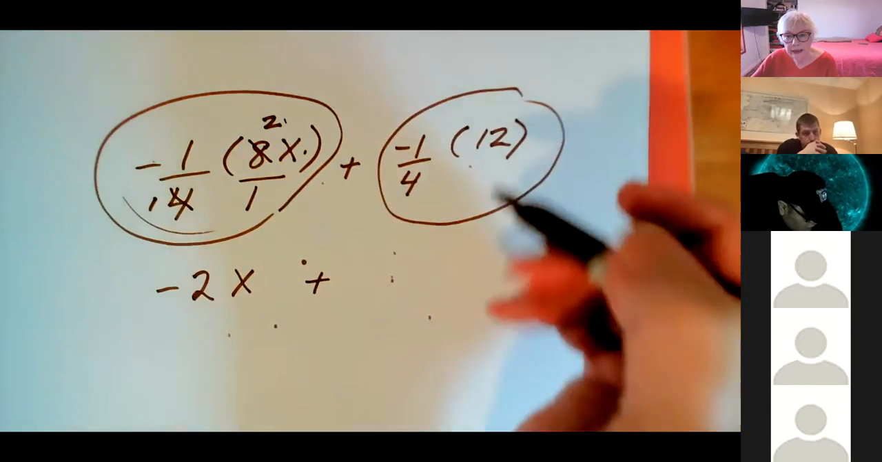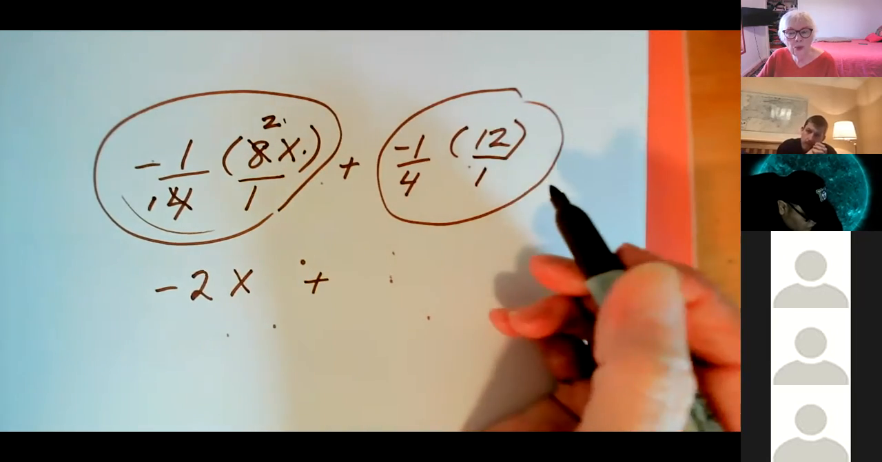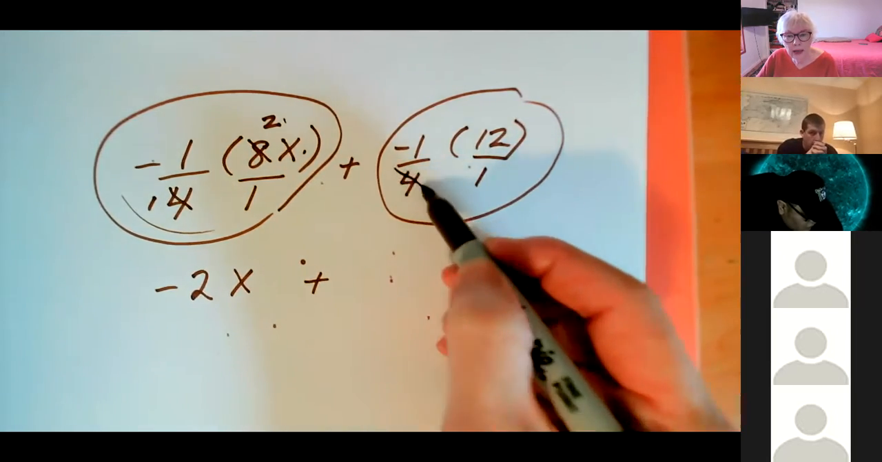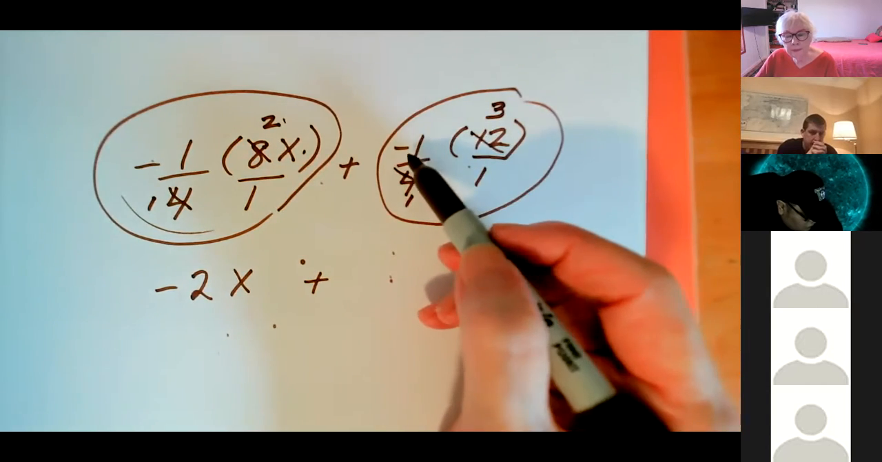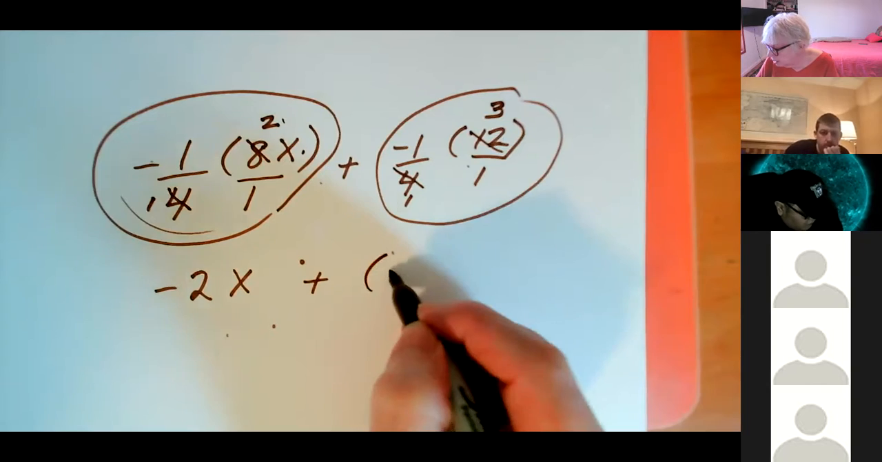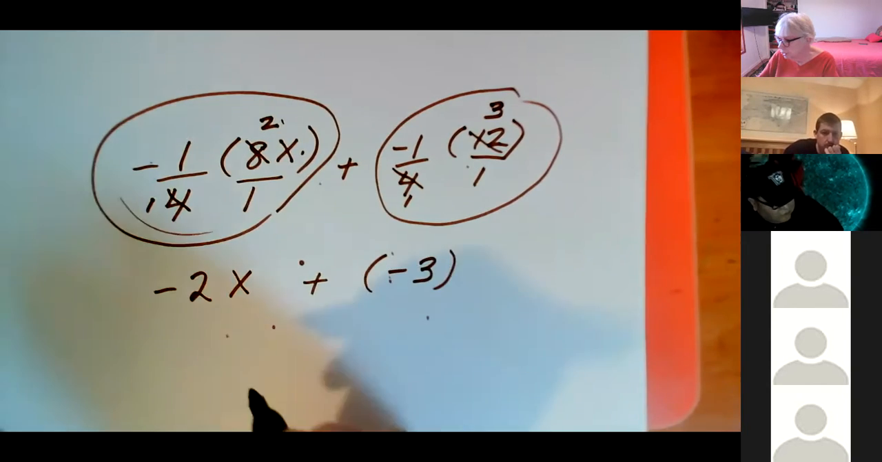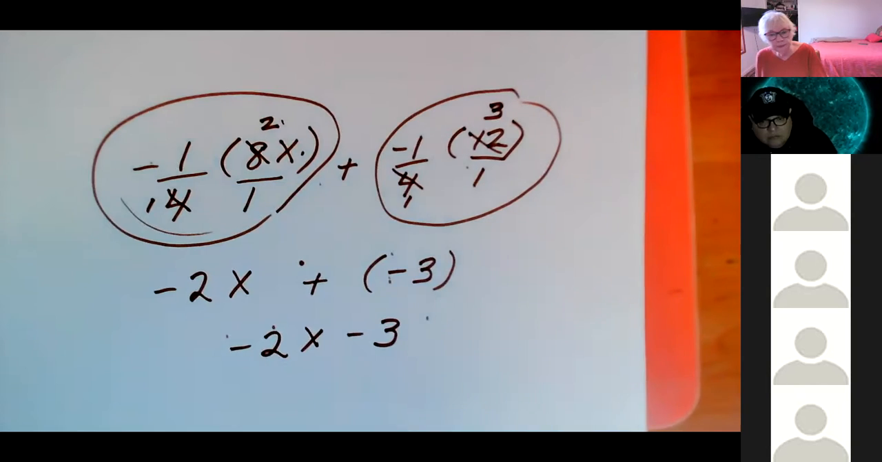Then the plus sign. Now I'm going to do something with this. And so this is 12 over 1. I'm going to try to make this smoothed out. Negative 1 times 3 is negative 3. So I might have written it like this. How's that?